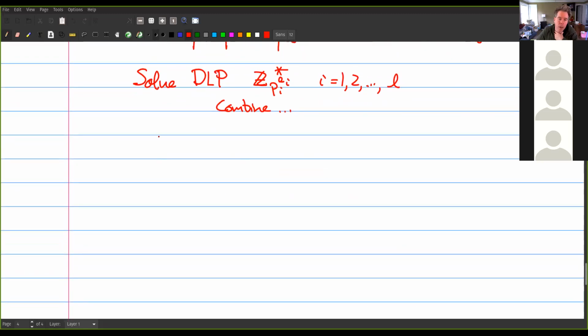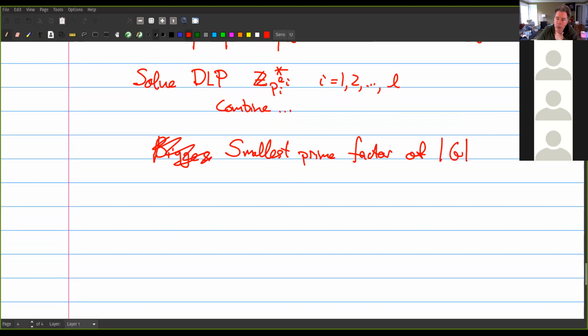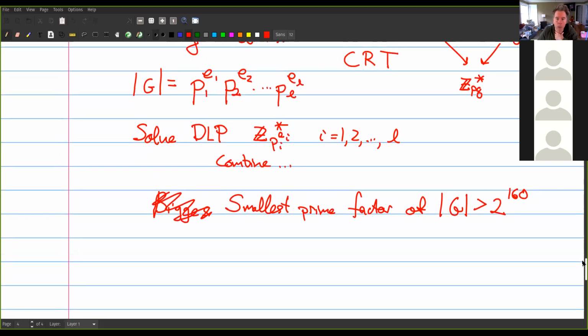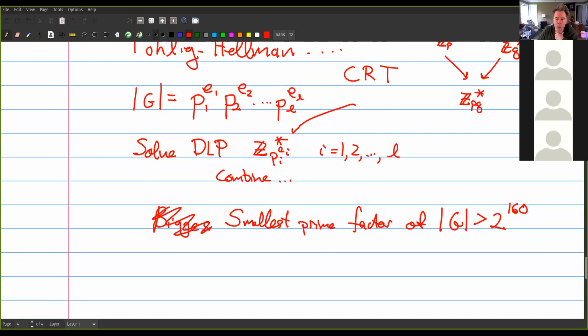And the consequence here is that the smallest prime factor of the cardinality of G should be at least 2 to the 160. So you can use Pollard's rho in each of these problems, and in each of these problems, you still need 160 bits.